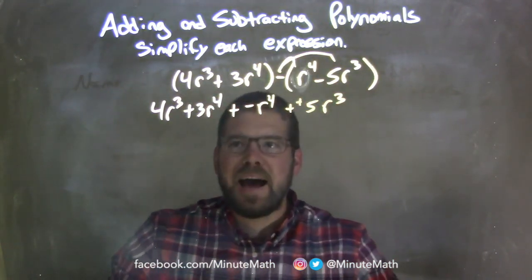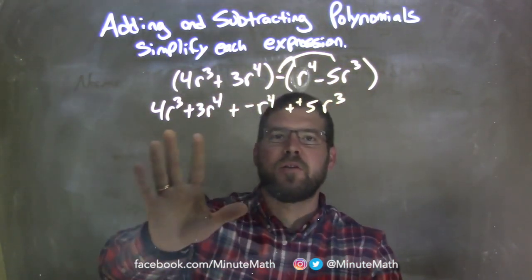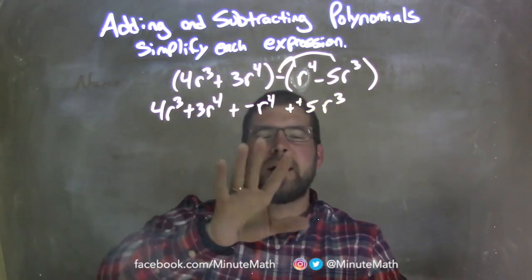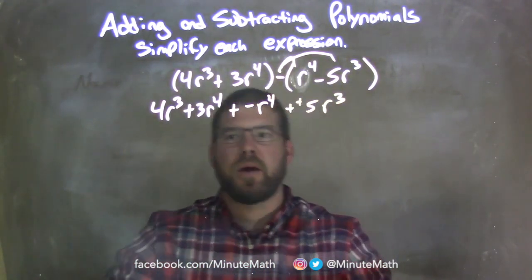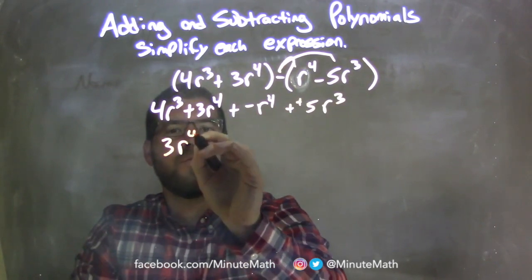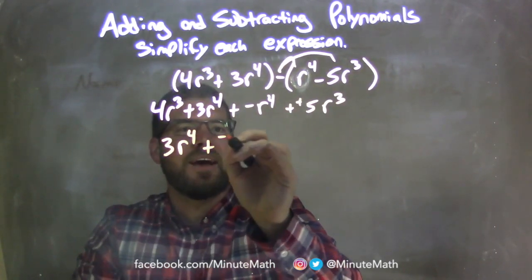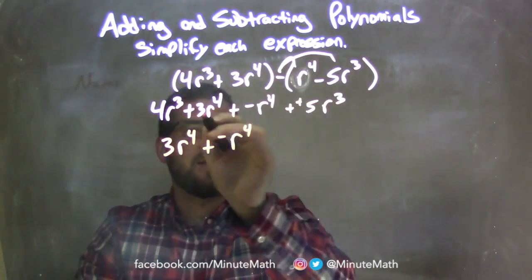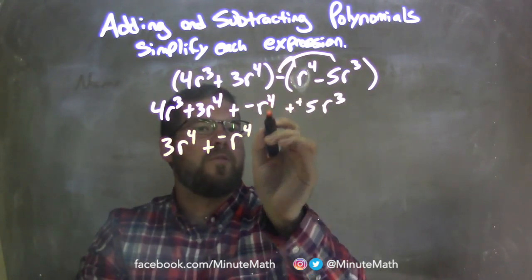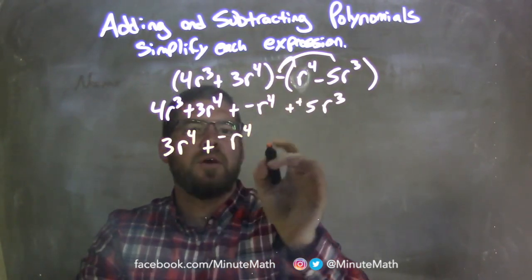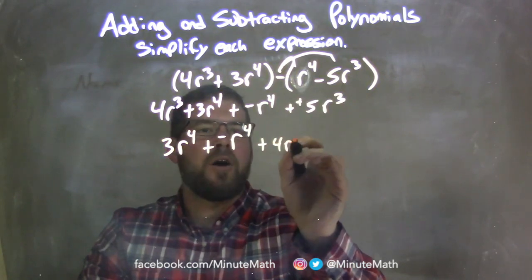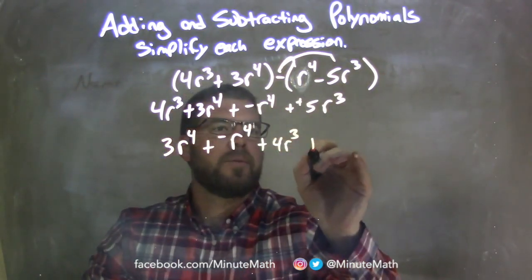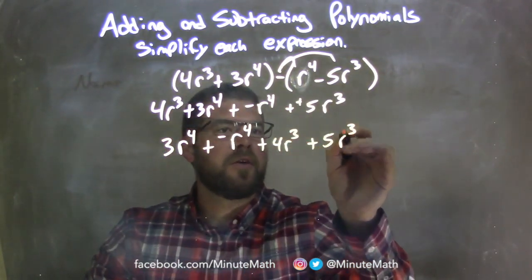Okay, now I'm going to rearrange. There's a lot of 4s, a lot of 3s here. I'm going to rearrange with my highest degrees first. Okay, so 3r to the fourth, that one right there, plus a negative r to the fourth. Got that other one, that's the fourth. All the fourths are gone. Now I'm going to do the third powers. So we have plus 4r to the third power right there, plus 5r to the third, the last one.